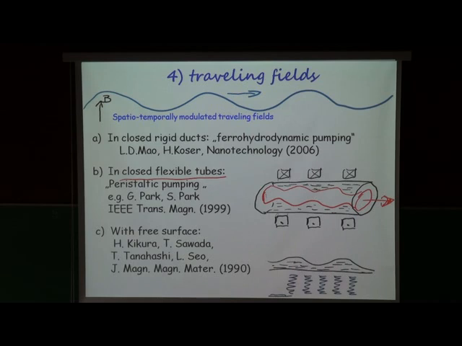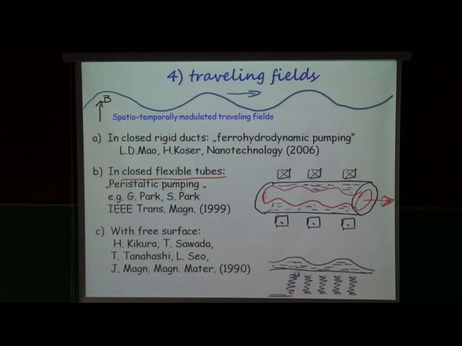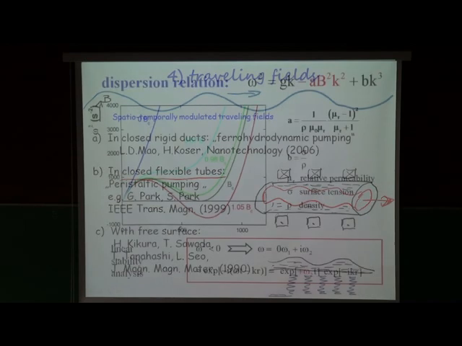And we are coming nearer to our experiment. This is a free surface. In an early article by Kikura, Sawada, Tanahashi and Seo, these guys had a free surface, a channel filled with ferrofluids, and they activated a set of coils and could drive flow in that way. Okay, this is history.